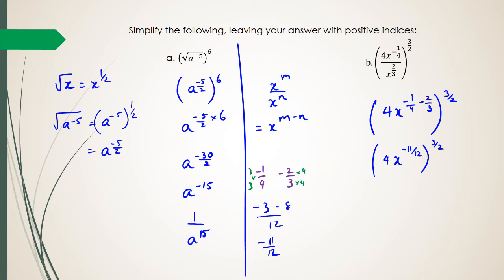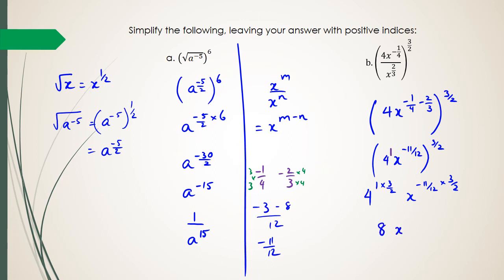So now I can actually deal with the 3 over 2, but before I do that, remember 4 has a power of 1, which means we can rewrite this as 4 to the power of 1 times 3 over 2, and then x to the power of negative 11 over 12 times 3 over 2. Now 4 to the power of 3 over 2 should be 8.